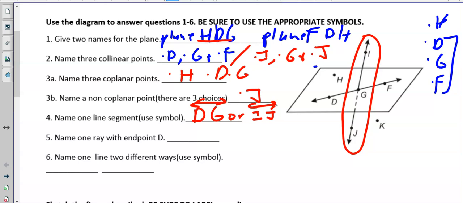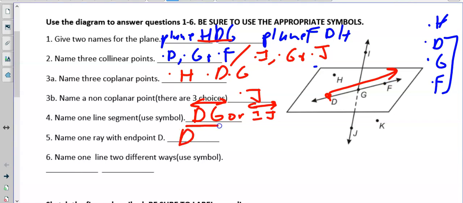Name 1 ray with point D. Well, there's not too many choices there. If you're starting at D, we cannot go this way because there's no letters there. So we don't have a choice that way. We have to go in this direction. And if we're starting with D and we're going that direction, we only have 2 choices. We can call it DG or we could call it DF. But starting with D, going towards one of those letters.